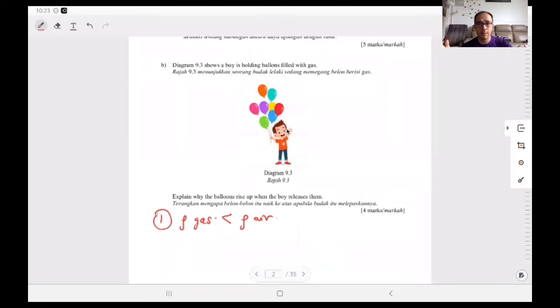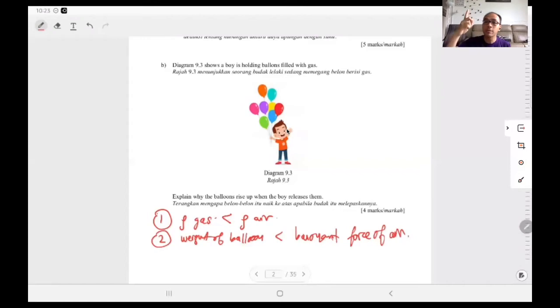So if you are slow to copy, it's totally fine. But I'm just going to go through this as quickly as I can. Of course, we have a lot of questions to answer. Because the density of the gas is less than the density of air, the weight of the balloon is less than the buoyant force of air. The buoyant force must be higher than the weight, then the thing will float up.